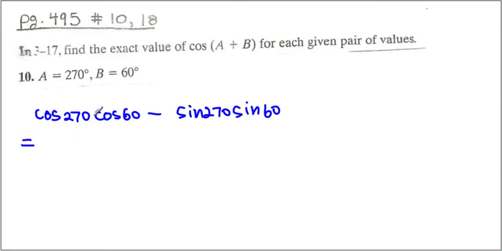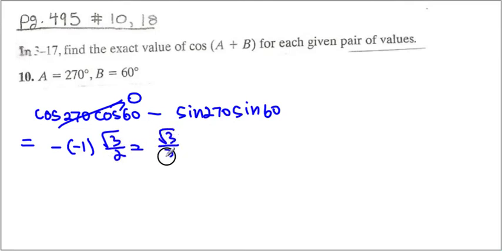Now, we get to realize that cosine of 270 in fact is equal to 0. So here we have negative. Sine of 270 is in fact equal to negative 1. And sine of 60 is radical 3 over 2, which is equal to radical 3 over 2.